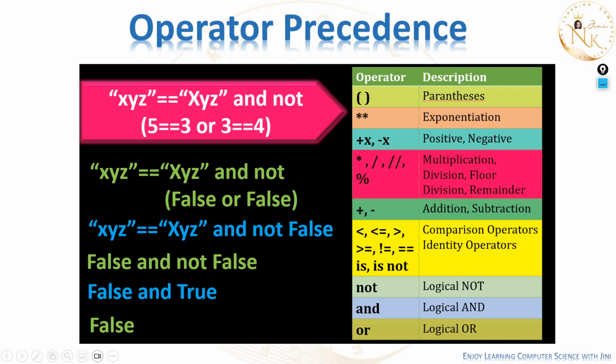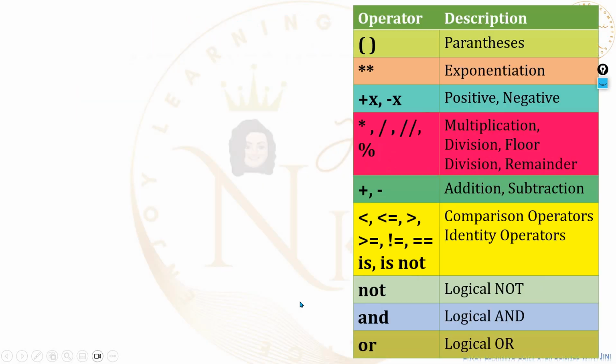Now you have this one. After this you have to evaluate equal to and not. Double equal to has the highest precedence. So both are not equal, hence it is False. Then False and not False. What is not False? Not has to be evaluated first, and only then the and operator. Not False is True. False and True is False because the and operator evaluates to True only when both the operands are True. Here False and True, hence the output is False.